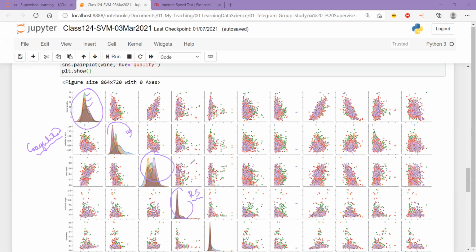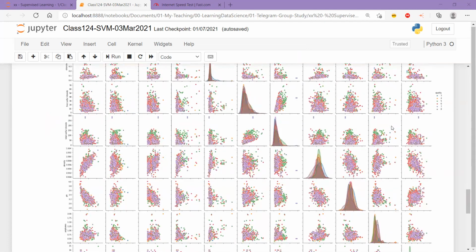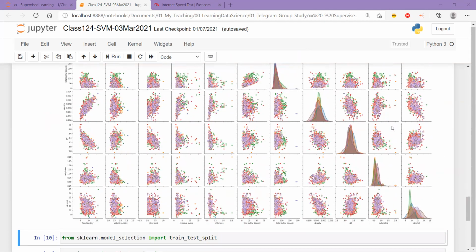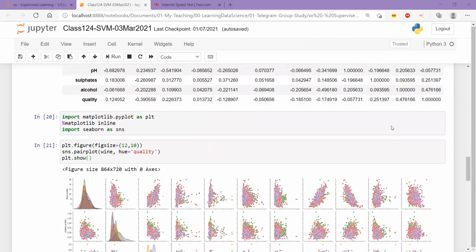So the coagulation of the data is there. The bifurcation is not really very clear, right? It is really not clearly distinguishable as to which class belongs to what only by looking at this kind of pair plotting, right? So it's not really clear. So this gives you some hint.